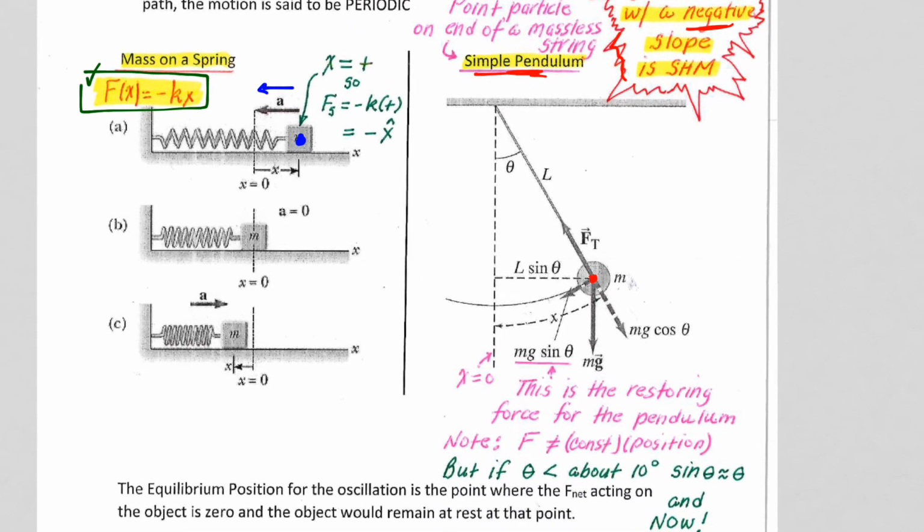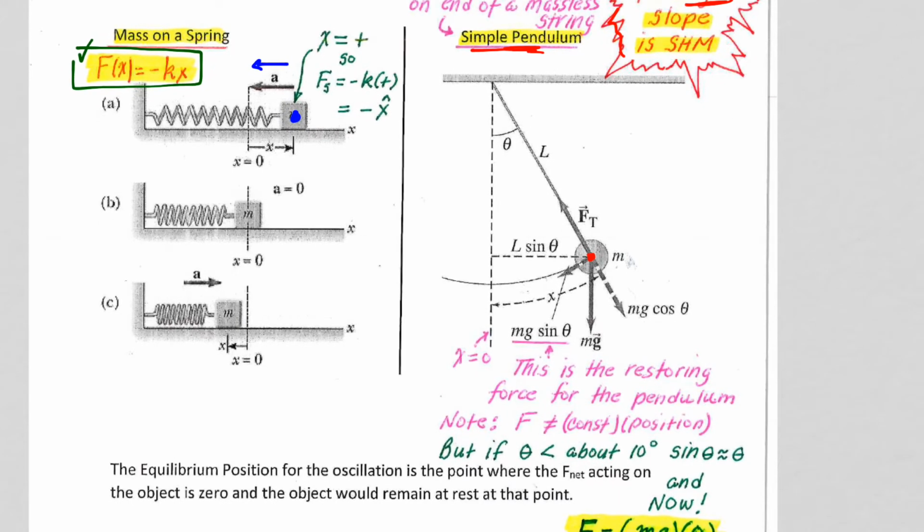And let's take a look real quick here to see where our linear restoring force comes from, because it doesn't appear to be linear. And we're going to see this again later in the chapter, so I want to introduce it and get you thinking in that direction. So we have mg pointing straight down, and we have a tension force T, or F sub T, pointing along the string upward in this case. And those are the only two forces that act on the simple pendulum.